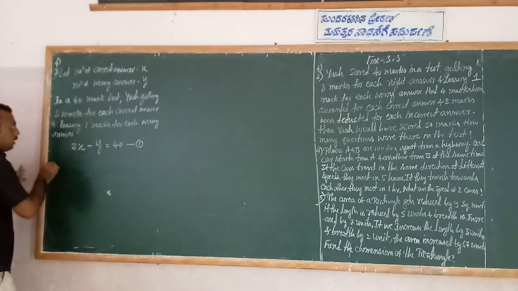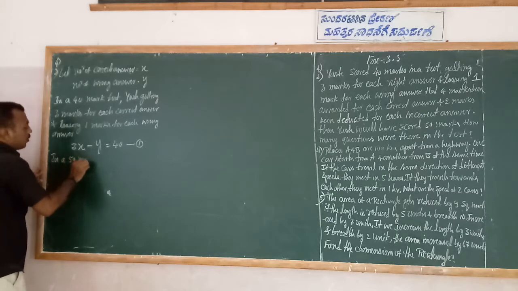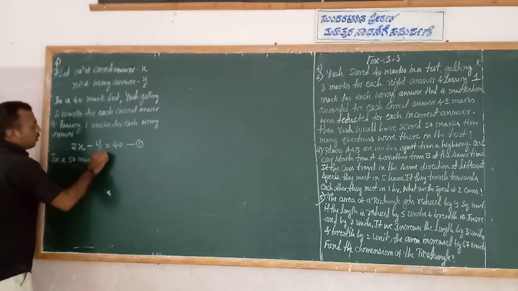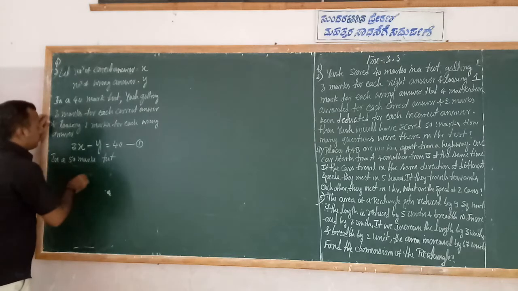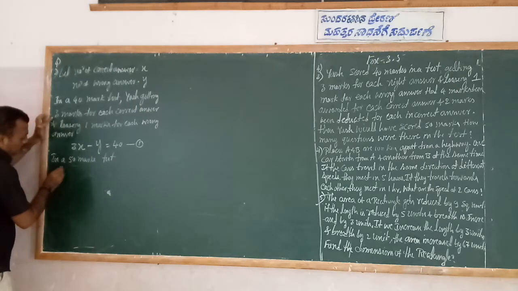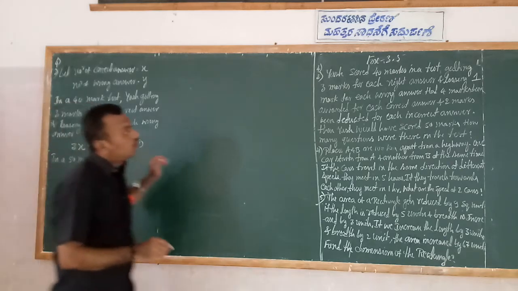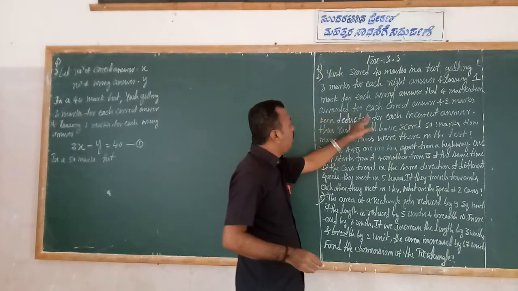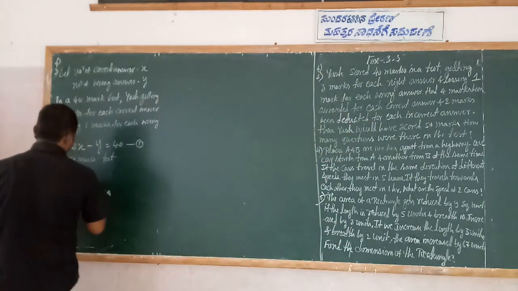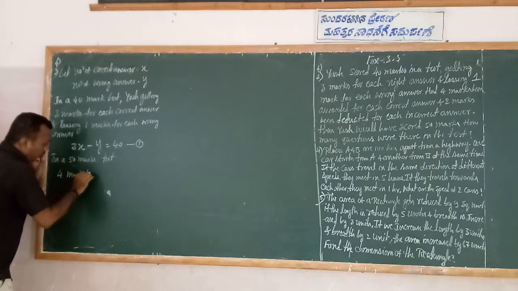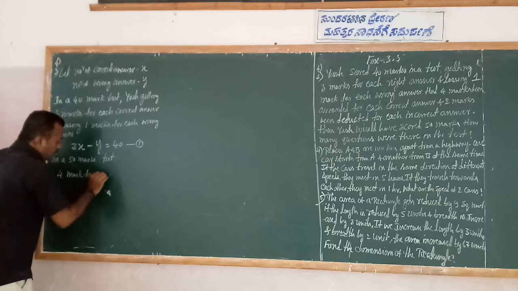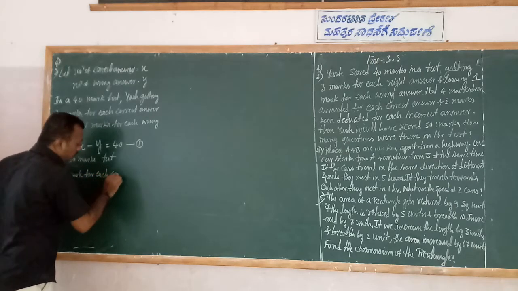Like that, second case, in a 50 marks test, suppose it is a 50 marks test. Then see, 4 marks have been awarded for each correct answer. 4 marks for each correct answer.